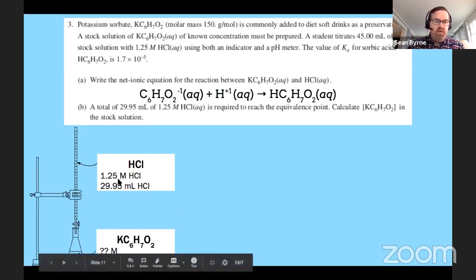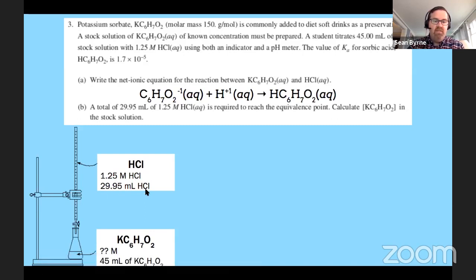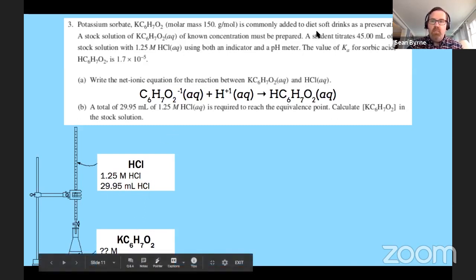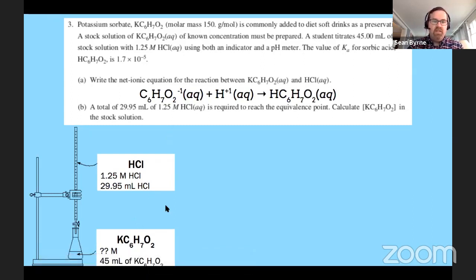So we have 1.25 molar HCl. We have 29.95 milliliters of the acid. We were told up in the problem originally that we had 45 milliliters of stock solution down in our Erlenmeyer flask down there. And so we're asked to calculate what is the concentration of KC6H7O2, potassium sorbate. What is the concentration of that solution from here?